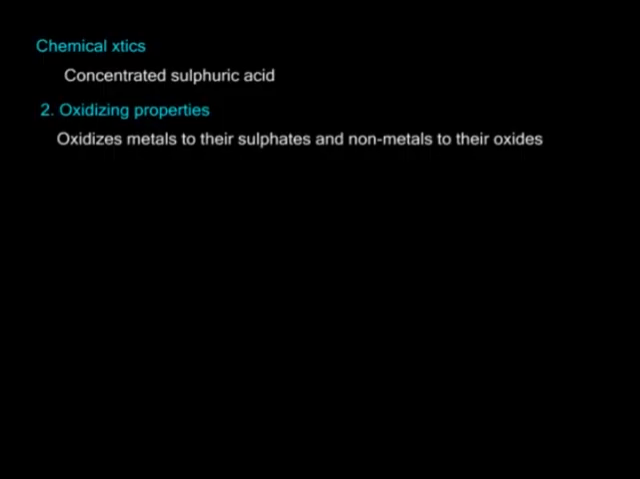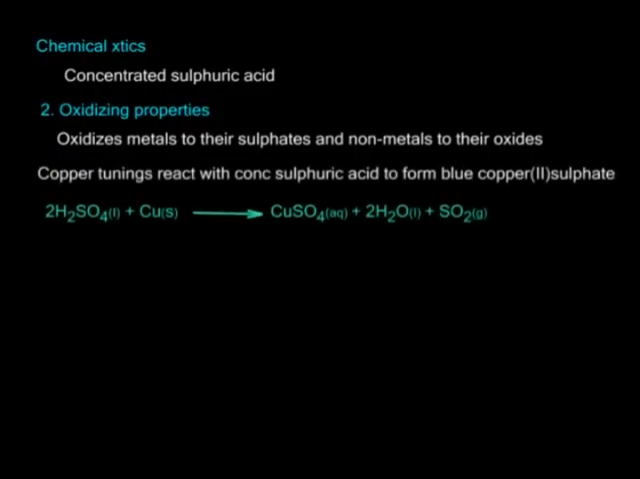Oxidizing properties. Hot concentrated sulfuric acid is a strong oxidizing agent. It oxidizes both metals and nonmetals. Metals are converted into their sulfate salts. Nonmetals are converted into their oxides. Sulfuric acid is itself reduced to sulfur(IV) oxide and water. For example, copper turnings react with the acid, forming a blue solution of copper(II) sulfate.